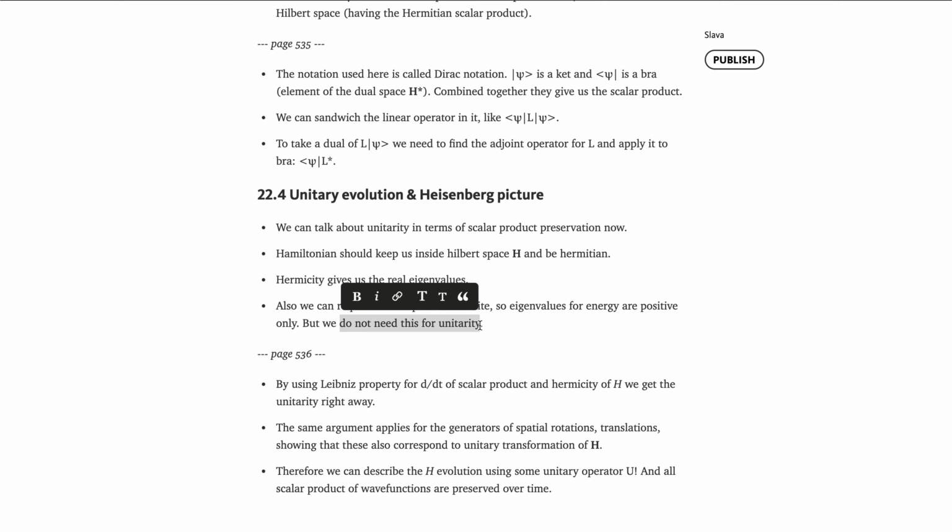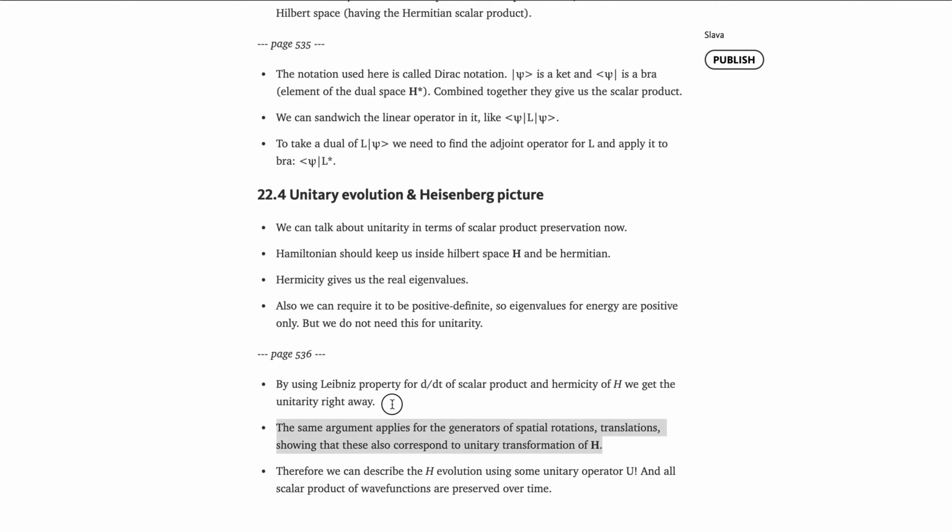Now we can think about those in terms of a more general finite time evolution. That will mean that we can describe the evolution given by the Schrodinger equation using some unitary operator in finite terms. And all scalar products of wave functions are preserved over time. So basically, the Schrodinger equation will preserve those.